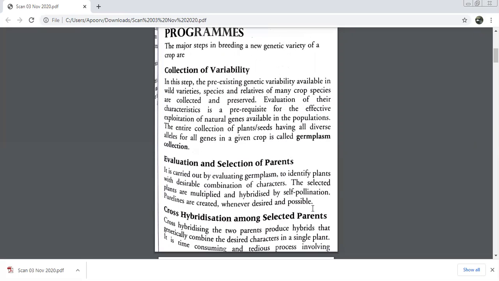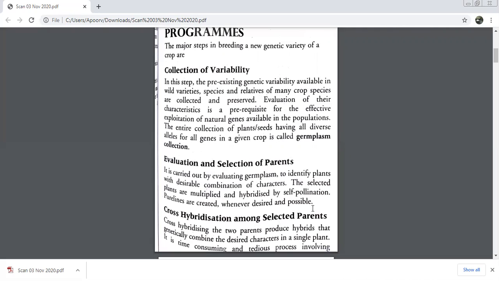After that, you need to evaluate and select the parents. You've already collected now, so the second step is going to be evaluation. It is carried out by, what are you going to do? You're going to evaluate the germplasm that you have collected. You will identify the plants which have the desirable combination of characters. And then whichever selected plants you have, they're multiplied, they're hybridized. And we let them go for self-pollination. Okay? Pure lines will be created, however. So whenever you want, you can create pure lines in this method.